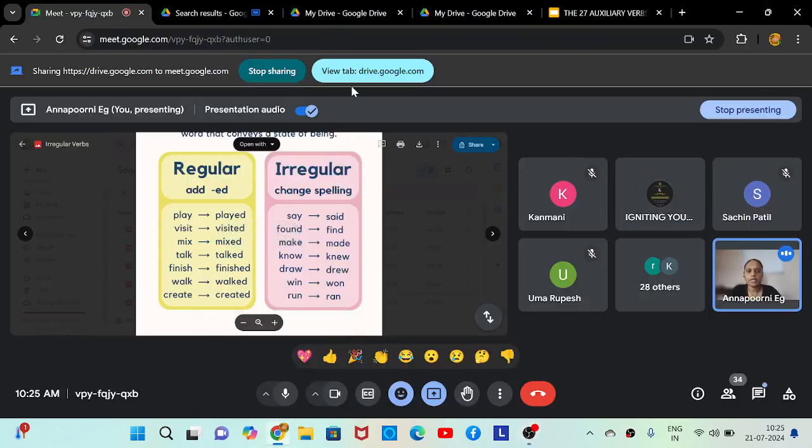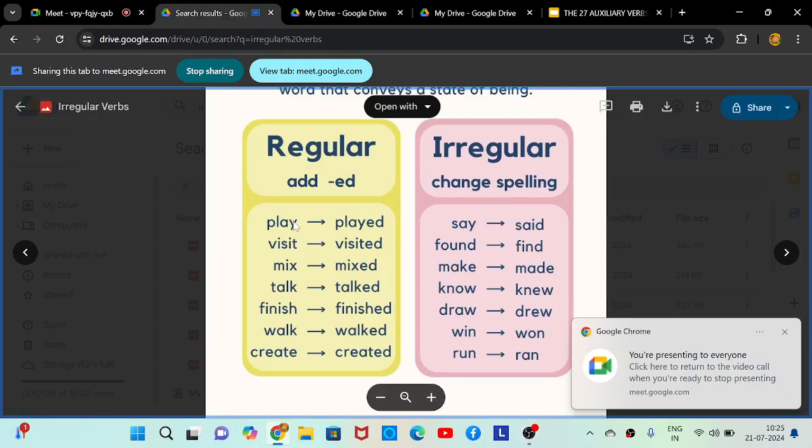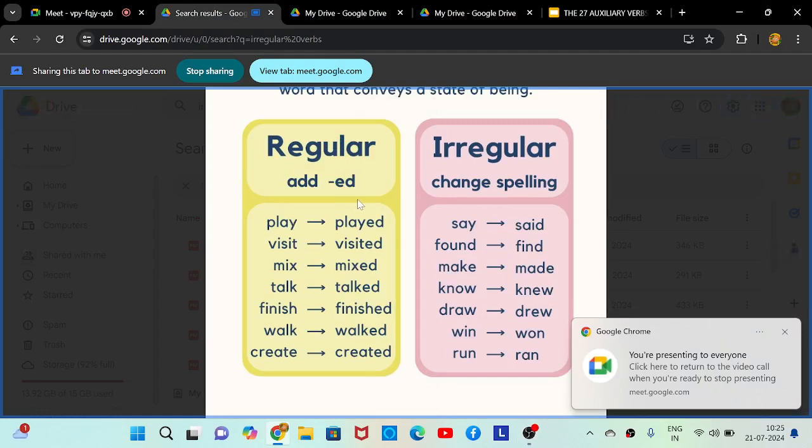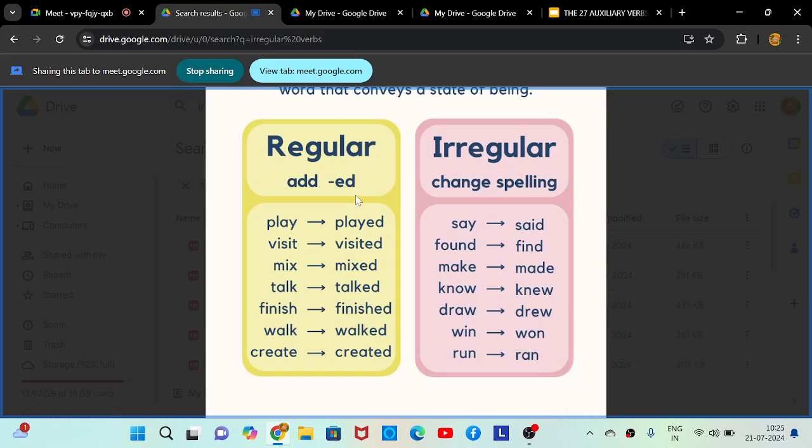So regular verbs are those for which we need to add ed to get the past tense, as well as the past participle form. V2 and V3. V2 is the past tense and V3 is the past participle form. So if you want to get the past form and the past participle form of a verb, you can just add ed for some verbs.